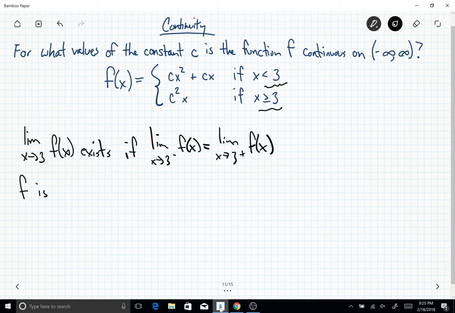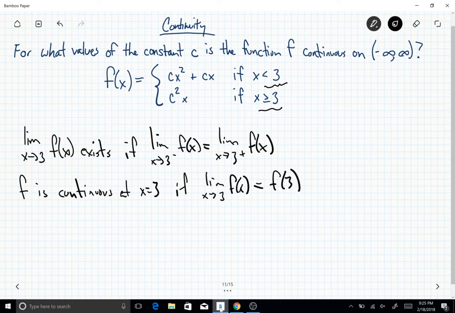And f is continuous at c, or at x equals 3 in this case, if the limit as x approaches 3 of f of x equals f of 3. So in this case, we need the left hand and right hand limit to line up. So what we'll do is take the limit as x approaches 3 from the left of f of x and set it equal to the limit as x approaches 3 from the right, since that's the only problem point we're dealing with here.